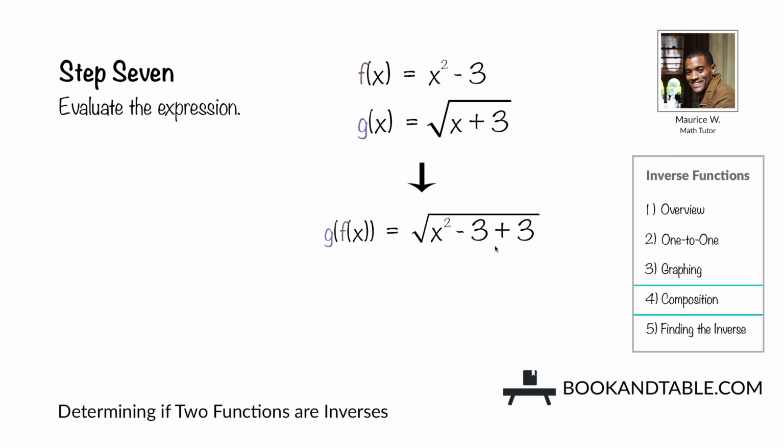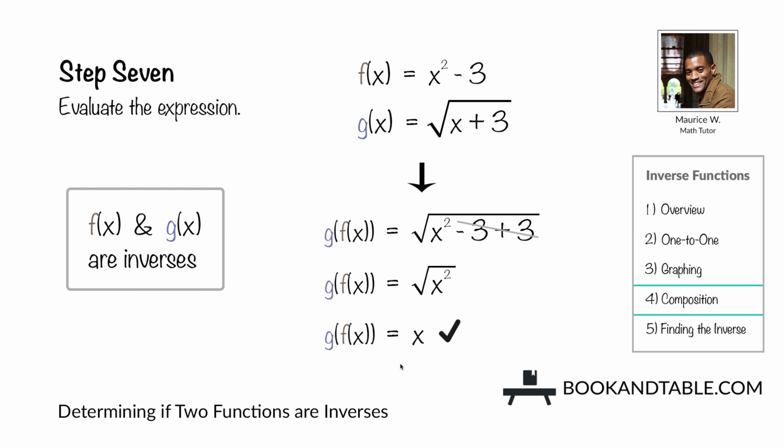And now we can evaluate this expression. Negative 3 and positive 3 cancel each other out, leaving us with the square root of x squared. And the square root of x squared is x. So since f of g of x and g of f of x both resulted in x, that lets us know that f of x and g of x are inverses. So that is how we go about using the composition of functions to determine if two functions are inverses.